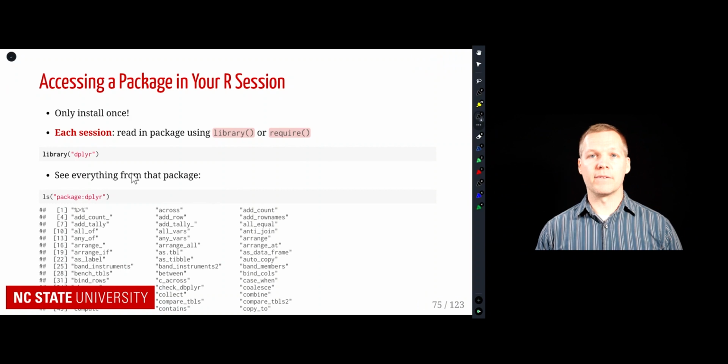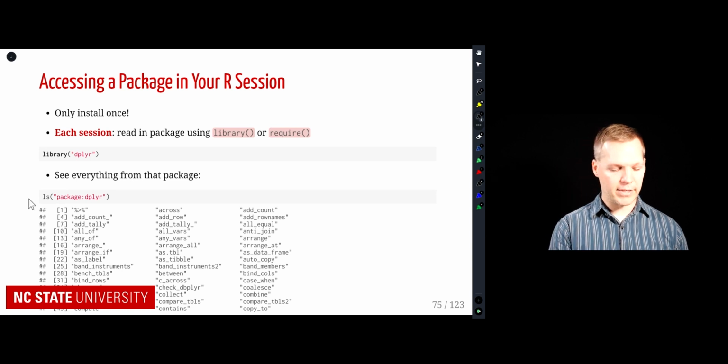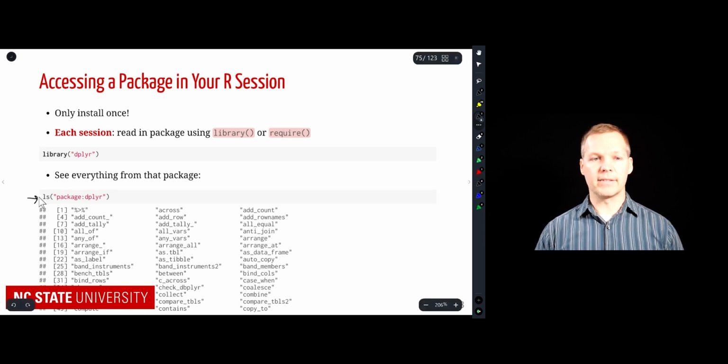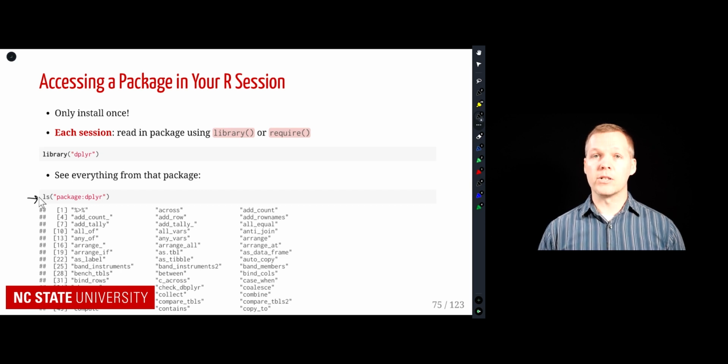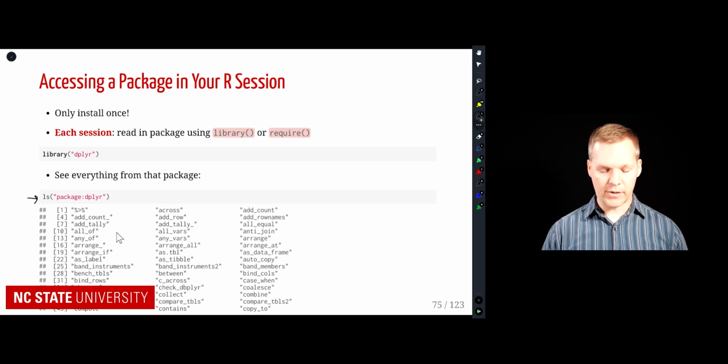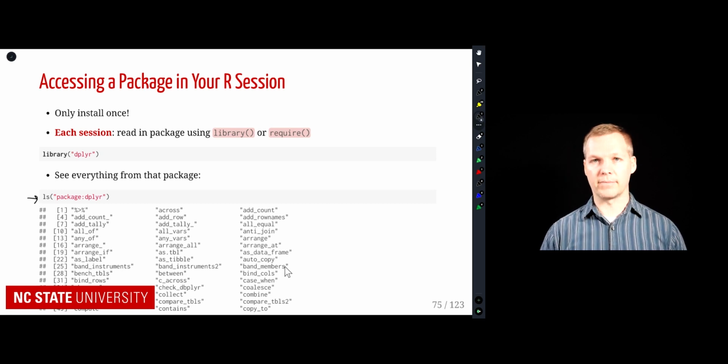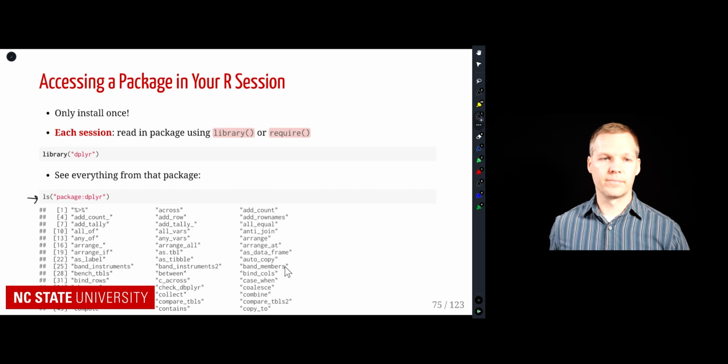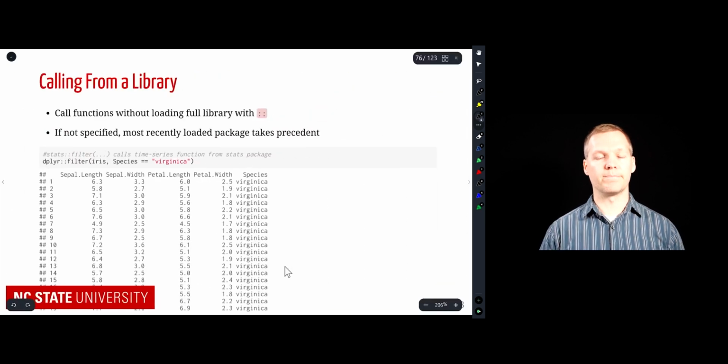If you want to see all of the functions and objects that get read in whenever you bring in a particular package, you can run this command right here. So ls and then package, a single colon, and then the package name that you want. So if we read dplyr, again, this very famous package, these are all of the different functions and objects that get read in. Sometimes that can be useful to look at.